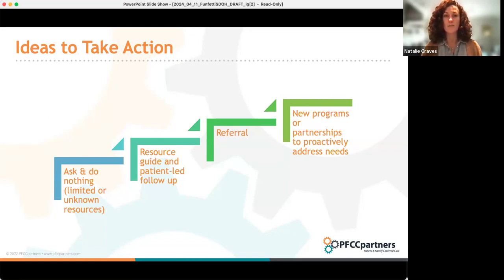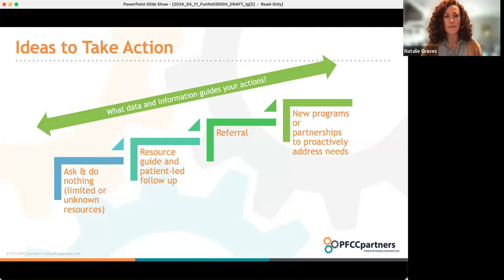Some organizations are more actively referring patients to different organizations. And then there's this future state where, now that we identify a need, we can come together with others in the community and actually create something new. So again, really simplistic, but there are a couple of complicated things to think about as you start to think about how to take action, how to design your approach.